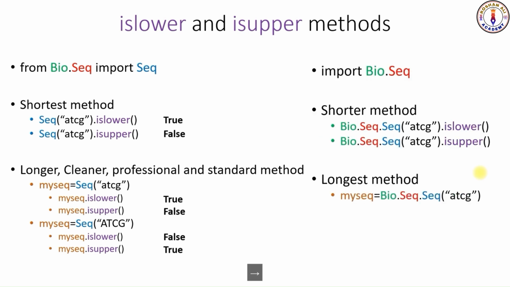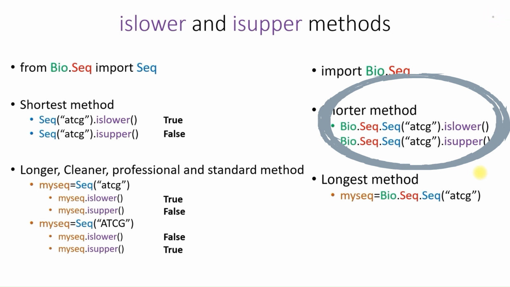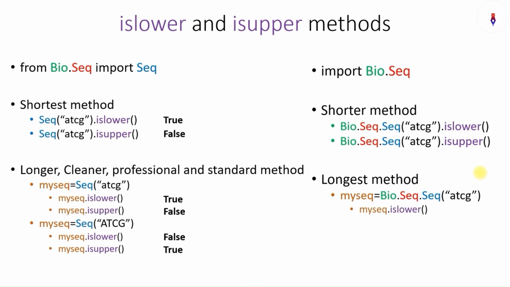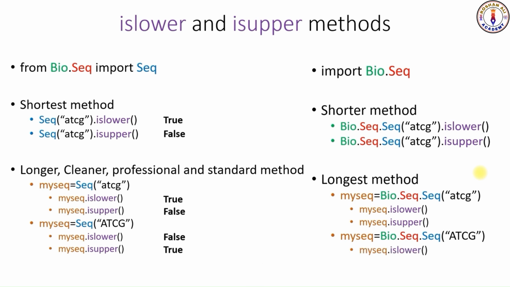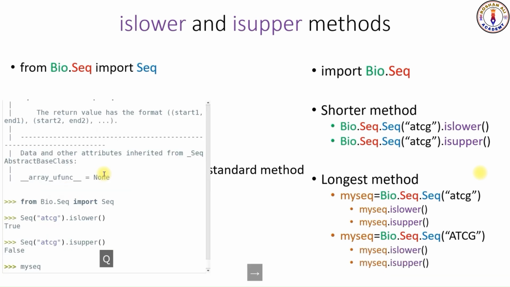This is the longest method among these four methods. Its syntax is just like this one. The only difference is to save the sequence into a container. These are not the only four ways. There are several more methods through which you can achieve the same objectives. And here is the practical demonstration.